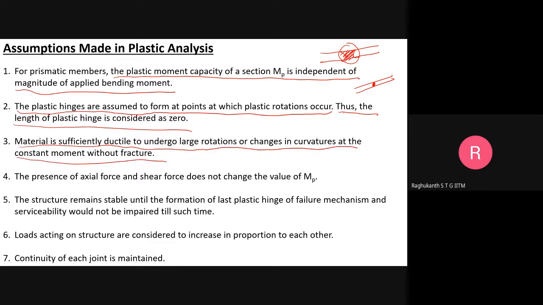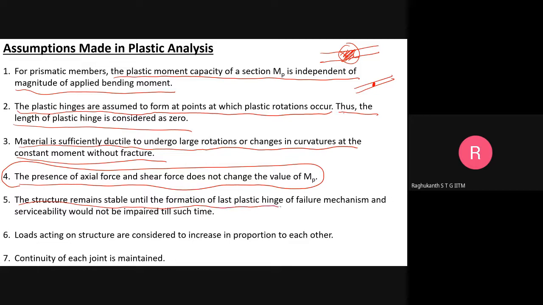fracture, because ductility is very important for plastic analysis. Once a plastic hinge gets formed, if it is not ductile, the structure may collapse as a brittle fracture actually. So ductility is more important. Then of course axial load or shear force don't change the value of MP, is also one very important assumption. Then the structure will remain stable until the formation of the last plastic hinge of the failure mechanism, and serviceability would not be impaired till such time.